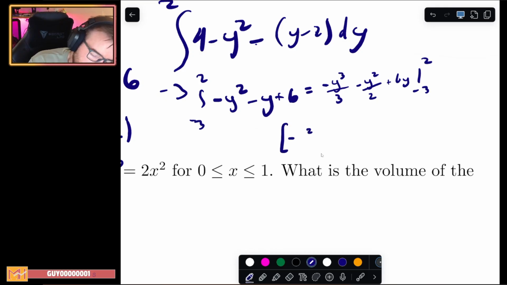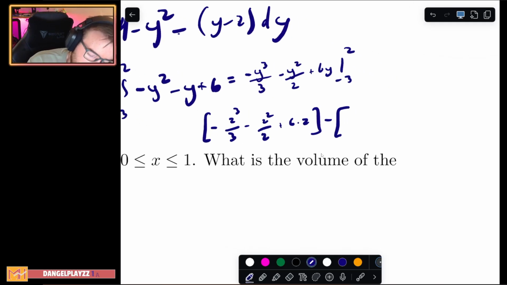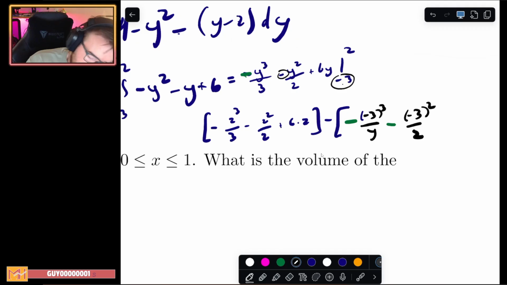So -2 cubed over 3 minus 2 squared over 2 plus 6 times 2 minus, now we're going to plug in -3. This negative is this negative, and then this is the number -3, and it's getting cubed. Then we're minusing again because of the function, but then this negative is because the bound is negative, and then it said plus, so I'm doing plus, and then 6 times the number is -3.